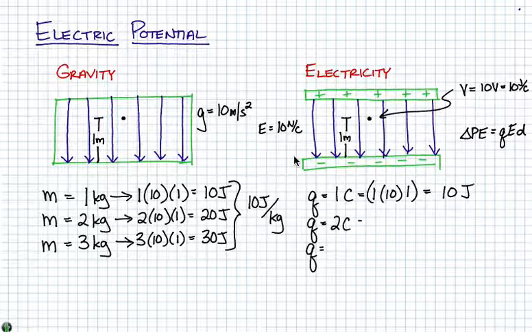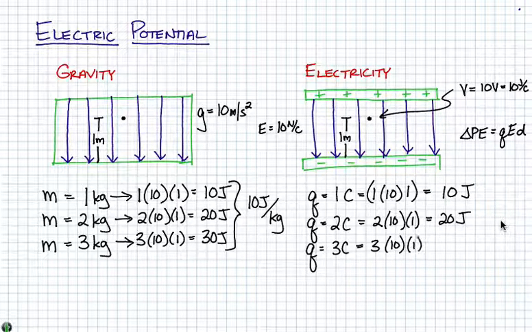When I have 2 coulombs of charge, remember, it's the charge times the electric field times the distance: 2 times my electric field strength times my distance. The only thing that's changed is my charge. I will get 20 joules of actual potential energy. If I place 3 coulombs there, Q times E times D will give me 30 joules. So again, these are specific amounts of energy associated with specific amounts of charge. This is what we're talking about when we talk about electric potential energy.